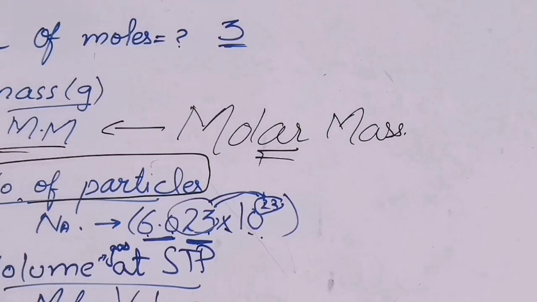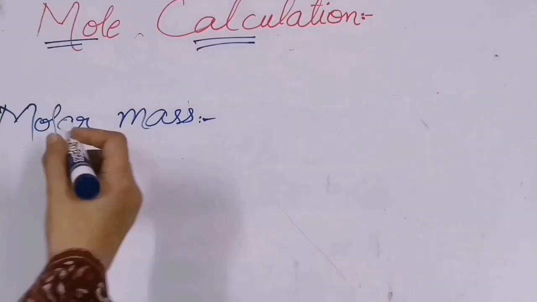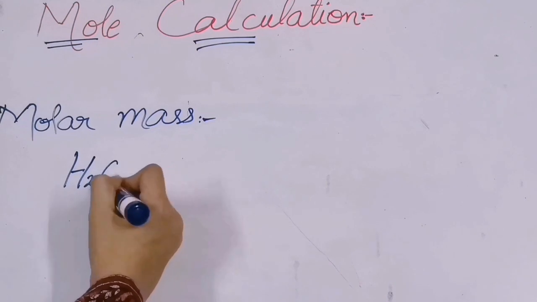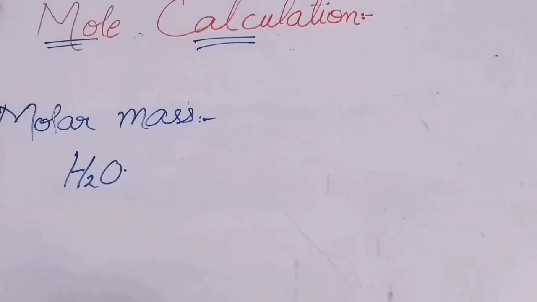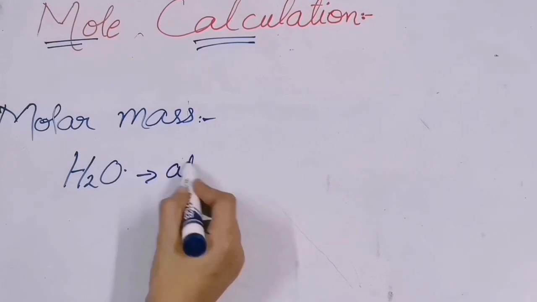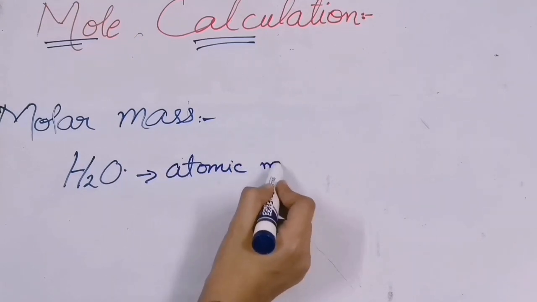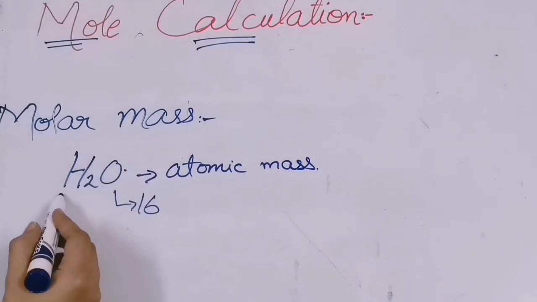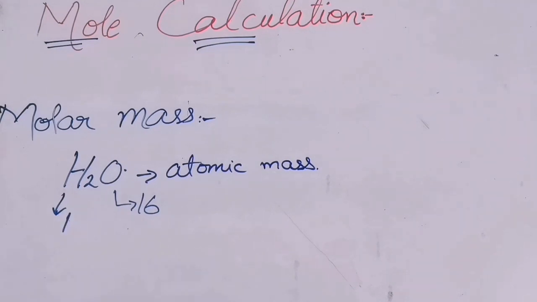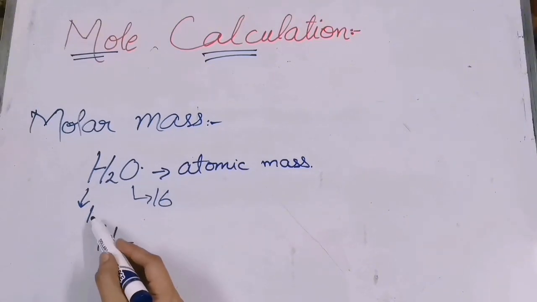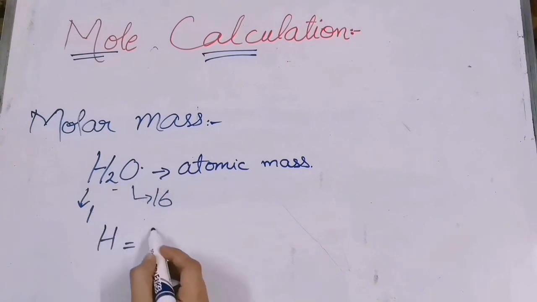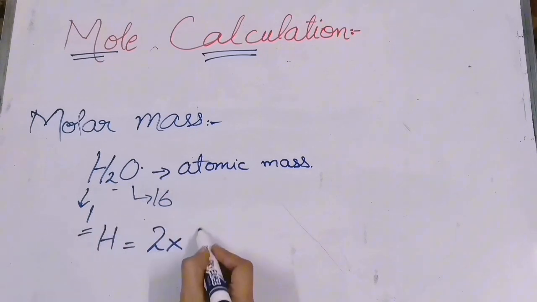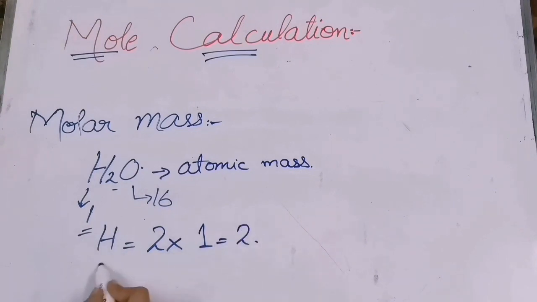We studied the molar mass in our first lecture, but let me again briefly tell you how we find the molar mass. In the previous video I told you that first you have to write the formula. Let us take the water molecule. Now we should know the atomic masses. What is the atomic mass of oxygen? It is 16. And what is the atomic mass of hydrogen? It is 1. How many hydrogens are present? 2. And 2 multiplied by 1 will be equal to 2.